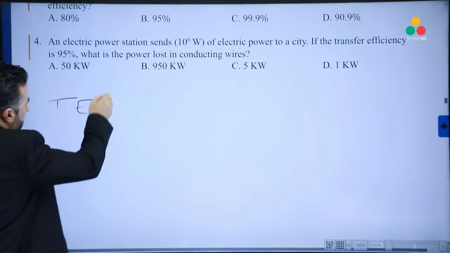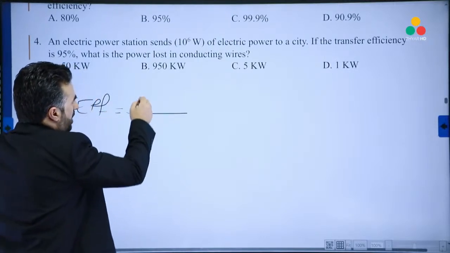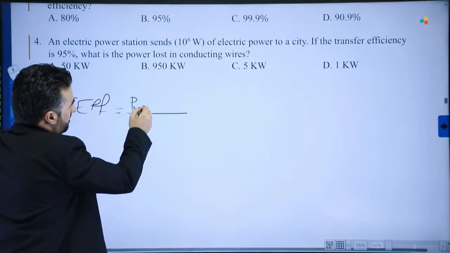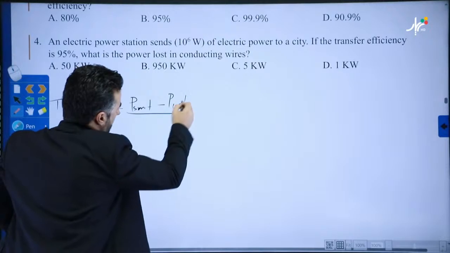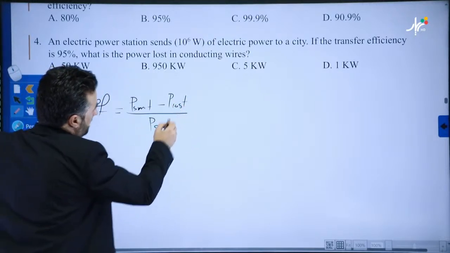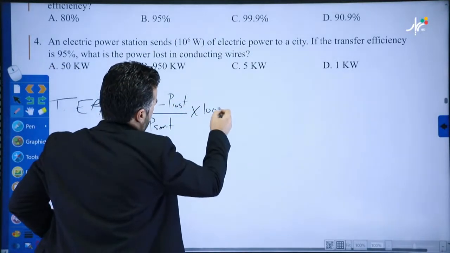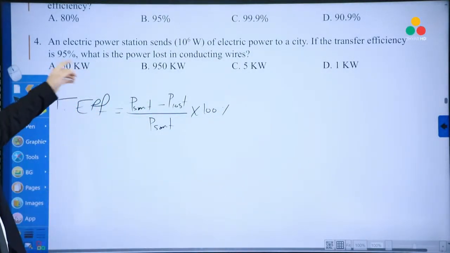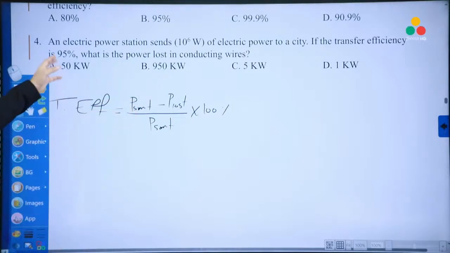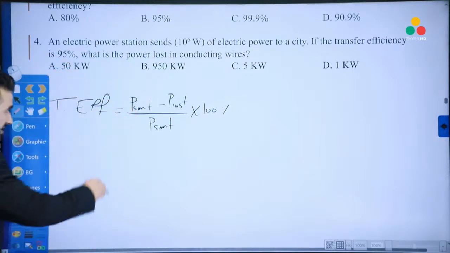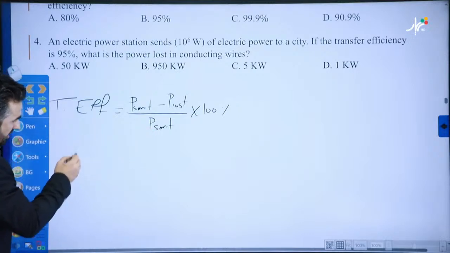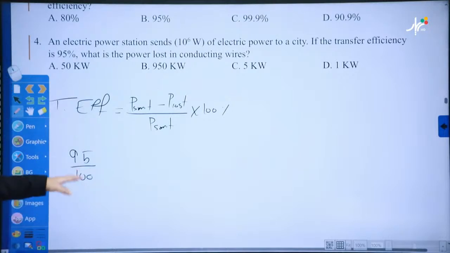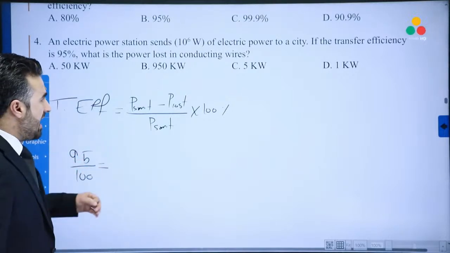Okay, so now here we have the question. Transfer efficiency is basically power sent minus power lost, divided by power sent, multiplied by 100%. That is the equation basically. But take a look here, it says, if the transfer efficiency is 95%, of course, we can just bring this one here. So we'll say the transfer efficiency is 95%, which is the same thing as 95 over 100.